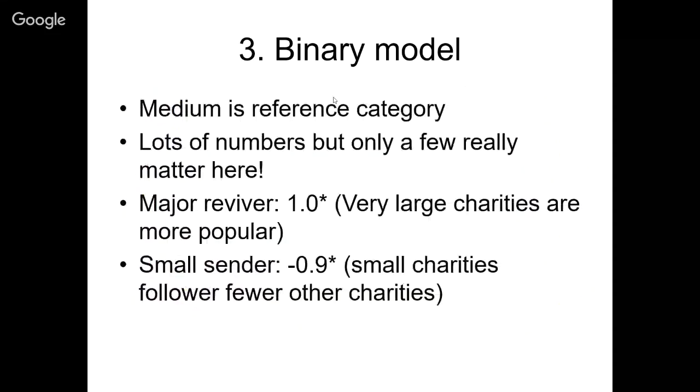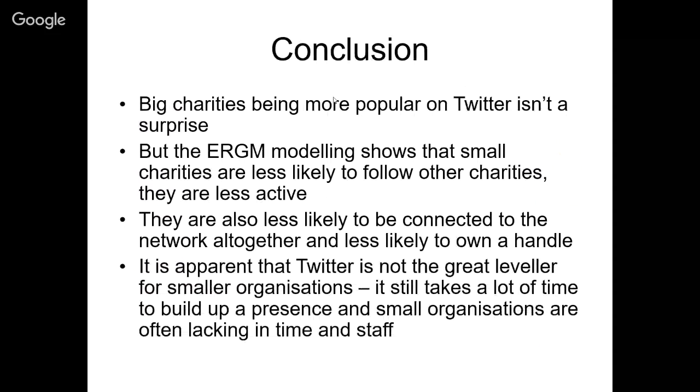So this leads us on to a conclusion that is not just that big charities are popular on Twitter. That's not really ever been in contention. That's fairly obvious from casual observation. But small charities are less active than other charities, which suggests that Twitter isn't this great leveler that some suggested it was. It's not just that small charities are on there and they're trying really hard and making all these tweets and doing all this following behavior and just not receiving back the popularity. They're not really there. They're less likely to have a handle, they're less likely to be active, and they're less likely to send follows to be active in the network as well as just in general tweeting.